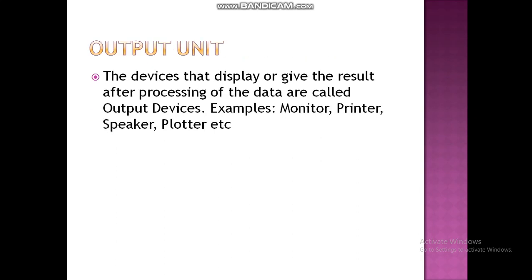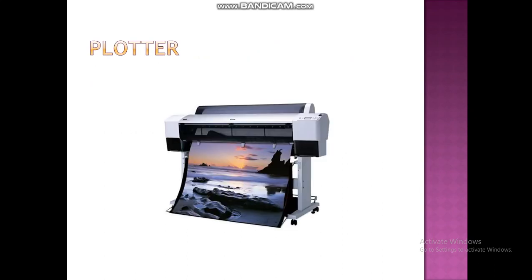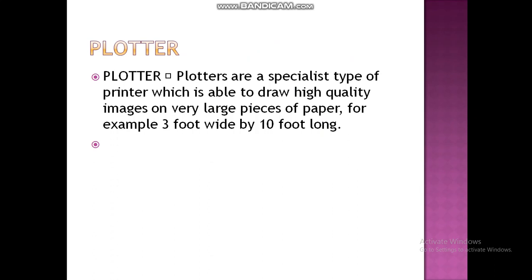Next, output unit. The devices that display or give the result after processing of the data are called output devices. Example, monitor, printer, speaker, plotter, etc. So you know what is a monitor, what is a printer, what is a speaker. So let us see what is a plotter. So this is the image of a plotter. Okay, so plotters are a specialist type of printer which is able to draw high quality images on very large pieces of paper. For example, 3 foot wide by 10 foot long. So it's too wide. So when we need to print such wide pictures, then we use plotters.